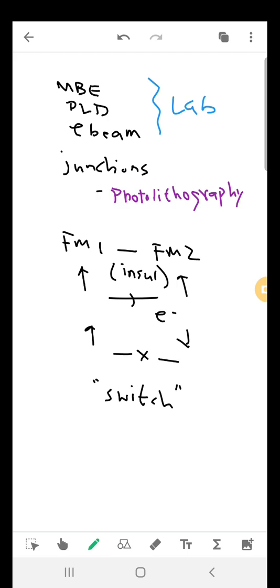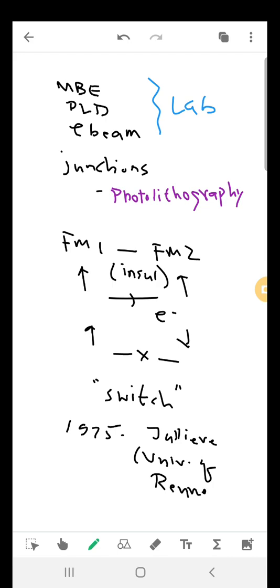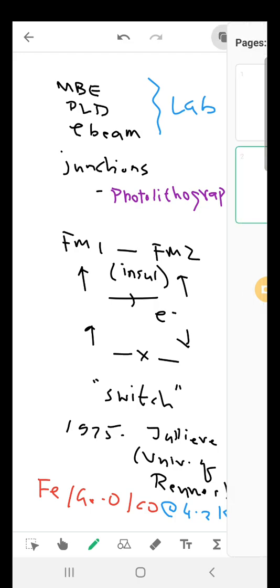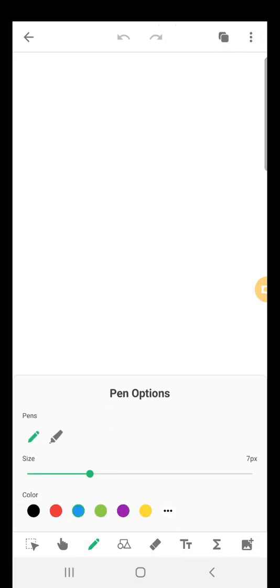Now, this effect was originally discovered in 1975 by Jullière at the University of Rennes, France, and they used iron, rare earth metal, and copper junctions, and the temperature was kept at around 4.2 Kelvin. Now the relative change of resistance was around 14%.